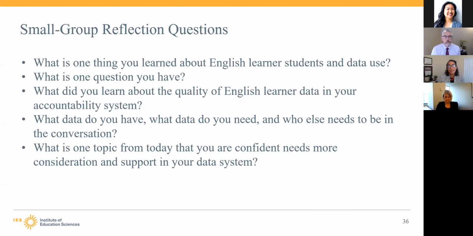Often English learner data use really requires a round table of folks from different parts of a system. And so really think about who the right players are in your system, who would need to be at the table to have this conversation. And then were you to be able to have that conversation, what's one topic from today that you're confident would need more consideration and support in your data system, with that group of stakeholders?